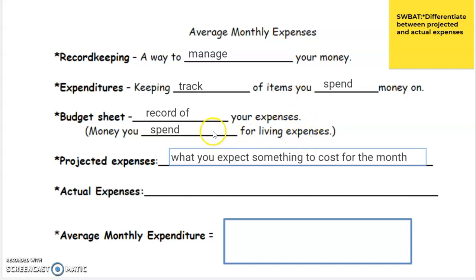But if you focus on the month as a whole, you encompass everything and keep track of all, or the vast majority, of the expenses that you have to pay for. It gives you a good picture of where your money's going and how much money you have left over after you've paid for everything. So that's projected. It's what you expect something to cost. Actual expenses is exactly what it is. It's how much you actually do spend.